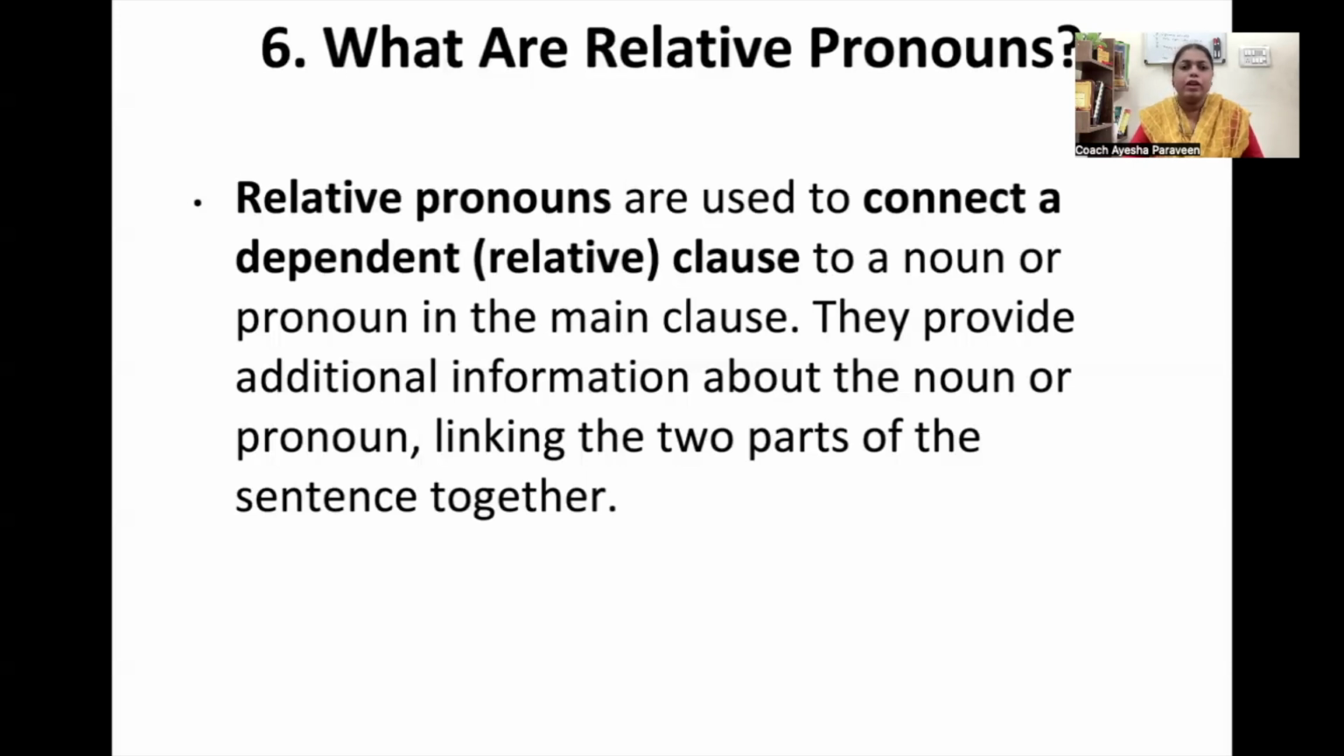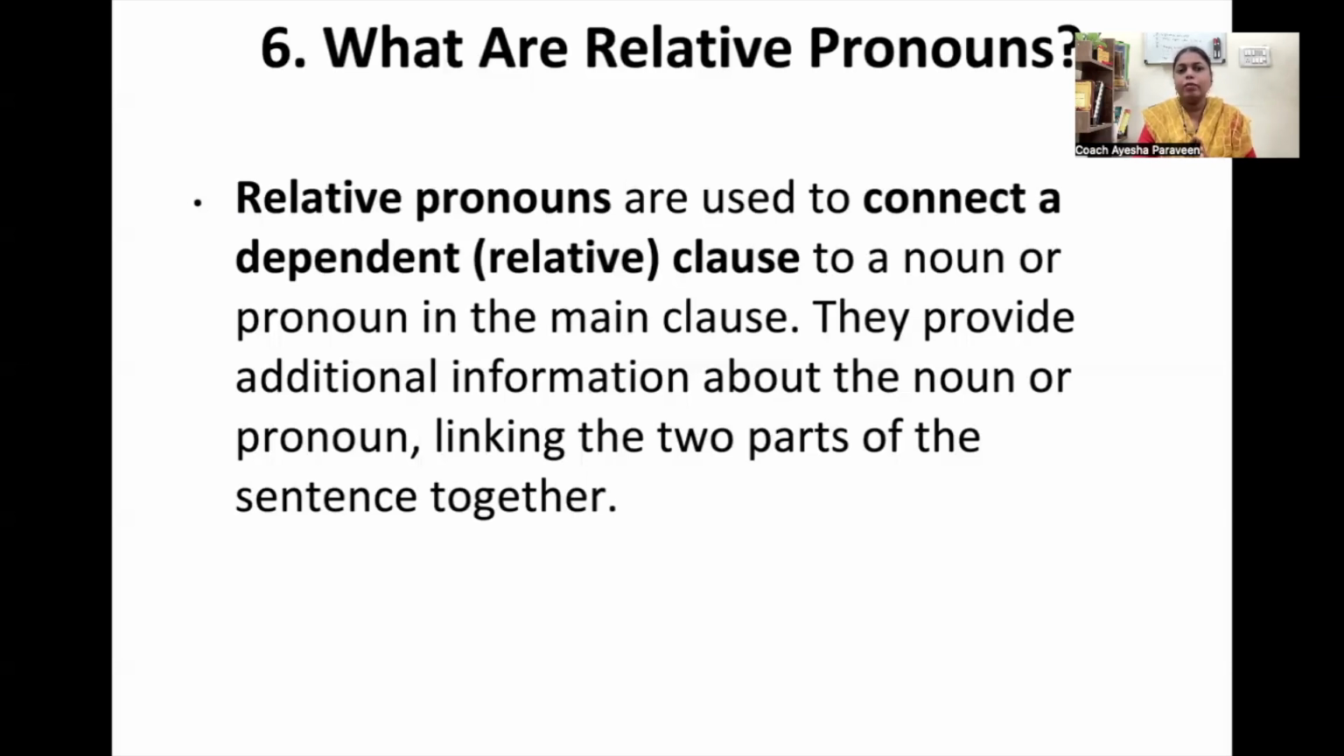What are relative pronouns? Relative pronouns are used to connect a dependent relative clause to the noun or pronoun in the main clause. So this is a little bit complicated. It sounds complicated, but when I explain with the example sentence, you will get more clarity. You have a main clause and you have a dependent clause. This relative pronoun connects the noun of the main clause with the dependent clause.